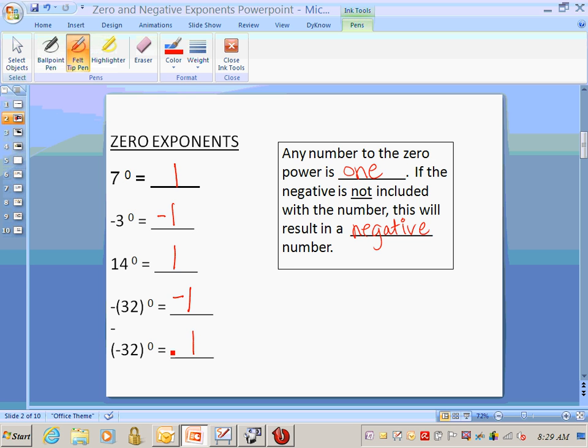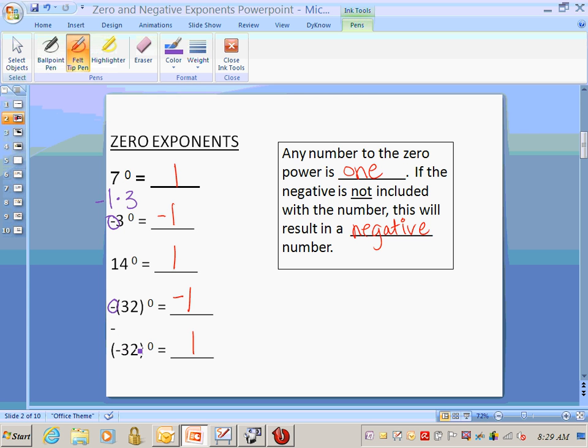Okay, what it's talking about, it says if the negative is not included. Things where the negative is not included would be like this negative out here. This could be negative 1 times 3 to give you negative 3. Do you see what I'm saying? This negative is out in front. Now, for this number, it's included. It's in parentheses. All of that parentheses is going to the 0 power. So anything that's inside those parentheses is going to be 1.